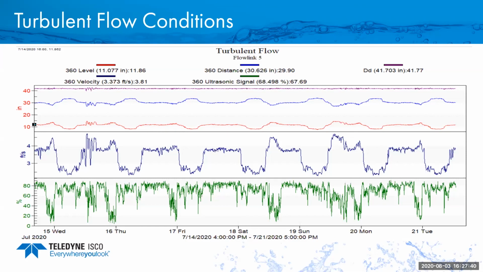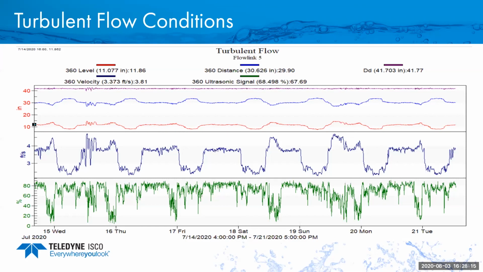If we drop to the third pane and look at the ultrasonic signal, we can see that our ultrasonic signal strength is dropping from the 80% region down to 20% and even below at times. That's an indication that something is causing some greater difficulty in the measurement of level here. Could be foam, could be turbulence. Something is inhibiting, diminishing the quality of the level measurement here.